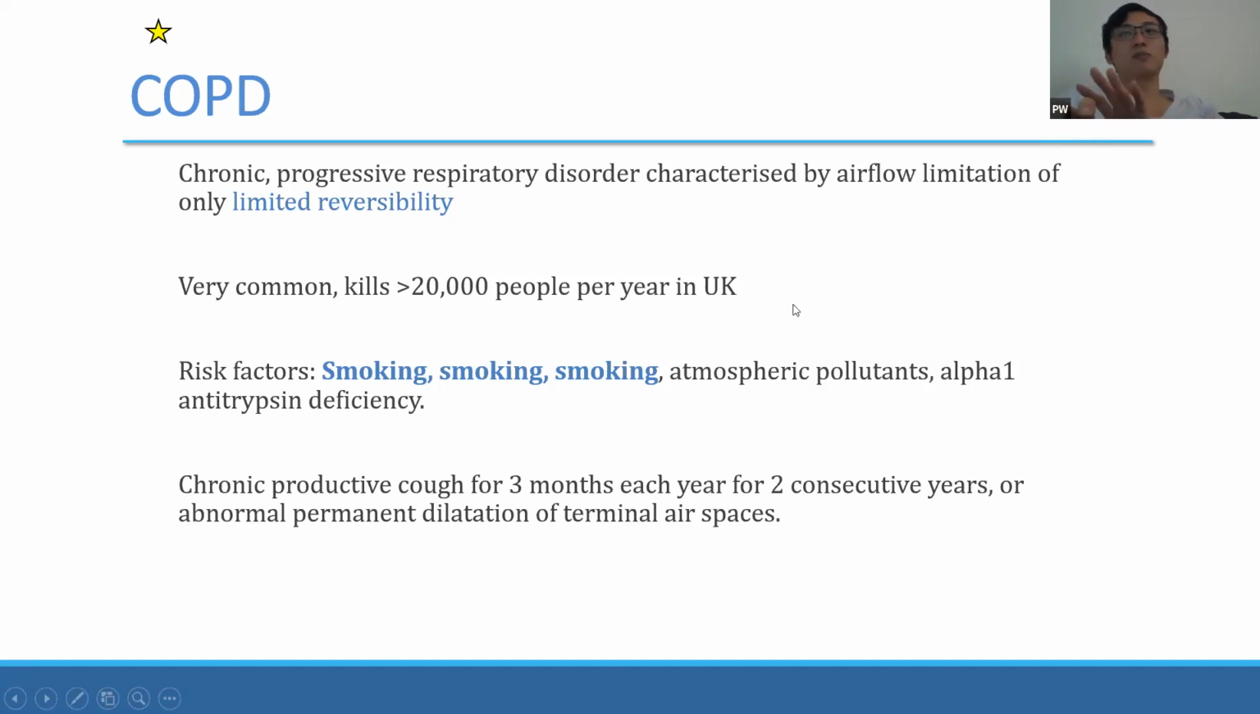COPD kills 20,000 people per year in the UK. And the main risk factor, as you all know, is smoking. There are some atmospheric pollutants. If you're around loads of exhausts for loads of the day, that can affect that, as well as alpha-1 antitrypsin. That's another buzzword that you'll need to learn for your exams that can cause people to be genetically predisposed, as well as having certain liver conditions. Another criteria for COPD is people having chronic productive cough for 3 months of each year for 2 consecutive years, or having abnormal permanent dilatation of their terminal air spaces.